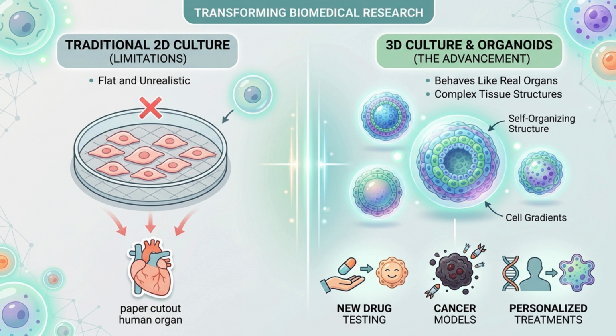Let's get started. A 2D cell growing flat on plastic is about as realistic as a paper cutout of a human organ. But what if you could grow cells in 3 dimensions, forming structures that self-organize, develop gradients, and behave like real organs? That is exactly what 3D culture and organoids do. They are transforming drug development, cancer research, and personalized medicine right now.